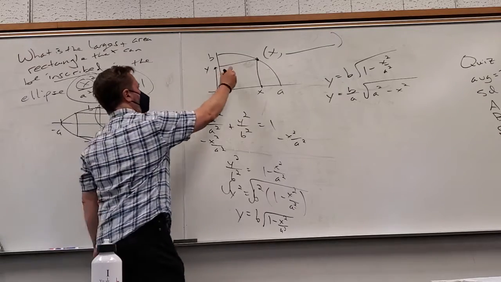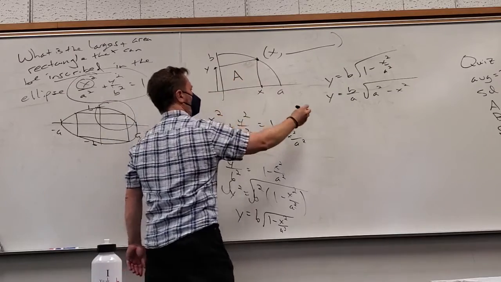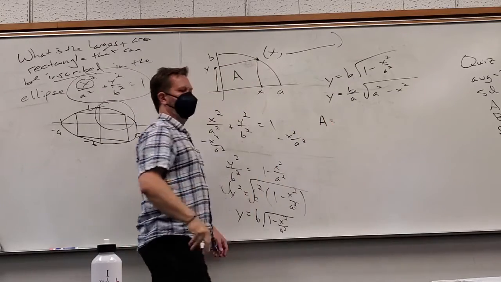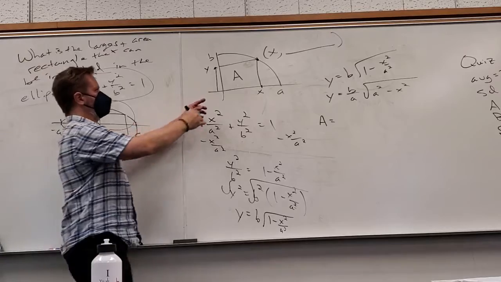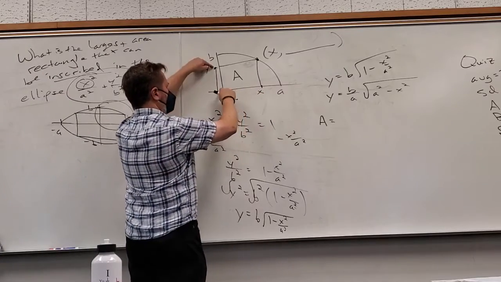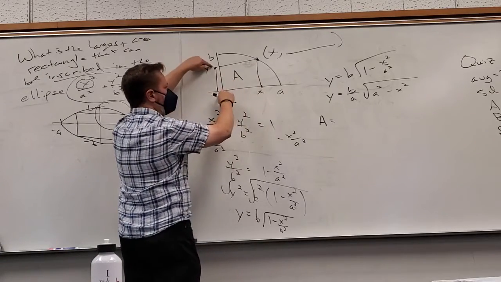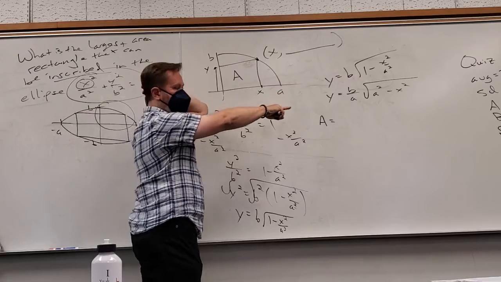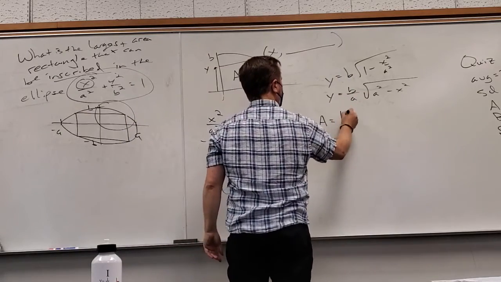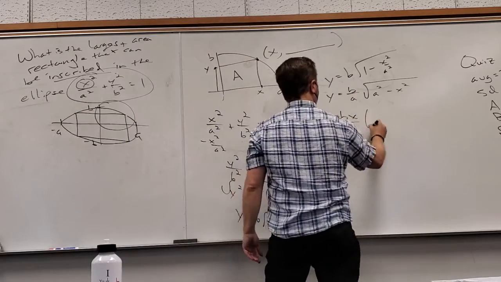So what's the area of this piece then? What's the area of this? X times y, and then we know what y is. So what's the area? X times this. We write it like this.